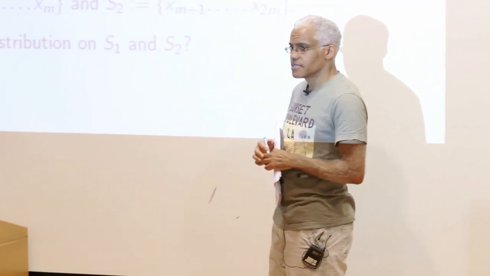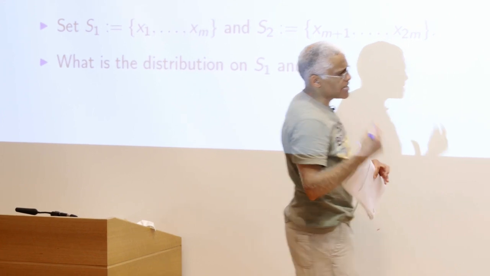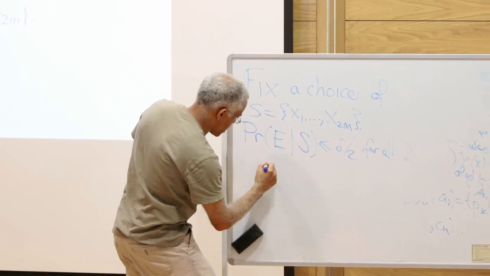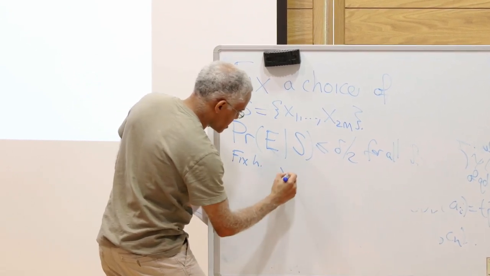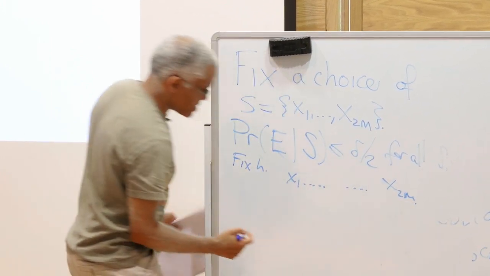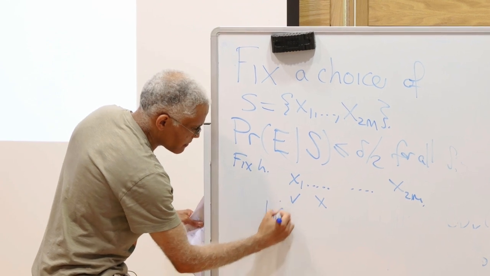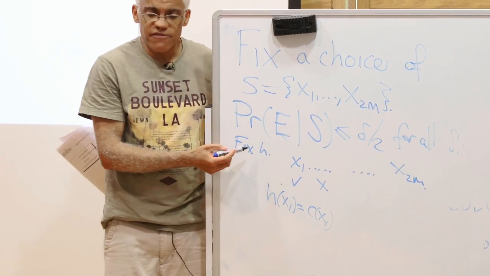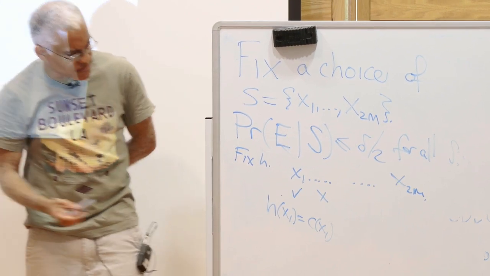OK, now why is that? How could it be that I've got H? Let's actually just draw a little picture. I've got some hypothesis, so let's even fix an H. What do I see when I draw S? I see 2m elements. And underneath each element, I can write a tick or a cross. I write a tick if H agrees with the target on that element, and a cross if it doesn't. So I'm worried about there existing a hypothesis that has no errors on S1 and lots of errors on S2.